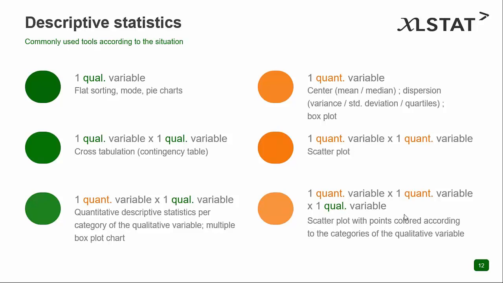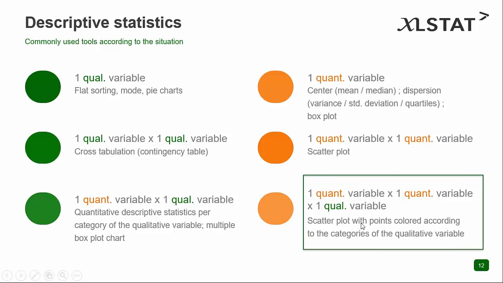This was the end of last week's webinar. We concluded the webinar with this case, which is very interesting and which will allow us to do the transition toward exploratory data analysis. So we use the scatter plot with points colored according to the categories of one qualitative variable. So I will show this last plot we saw last week.